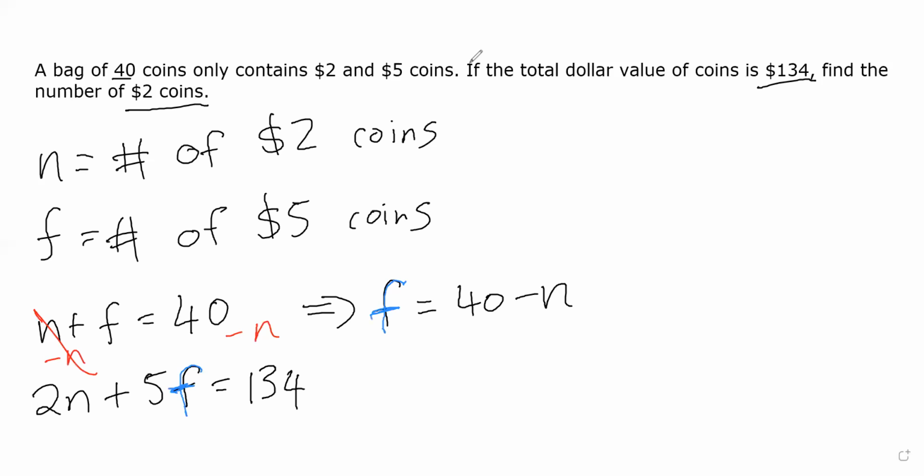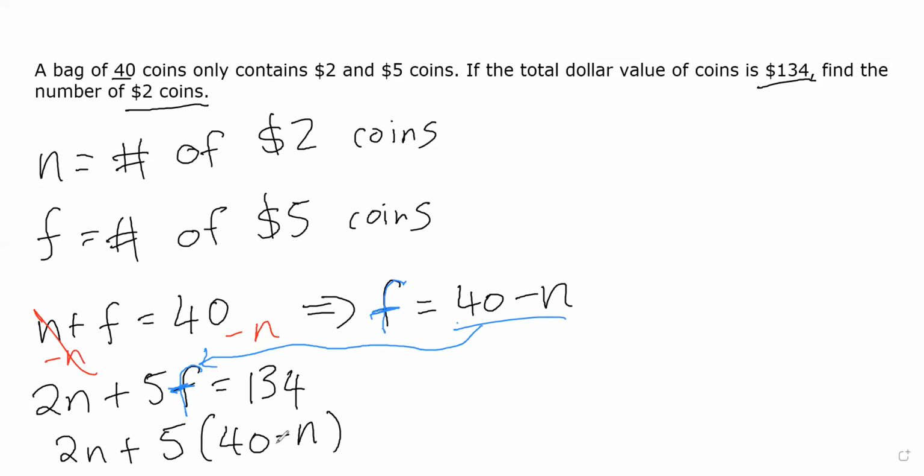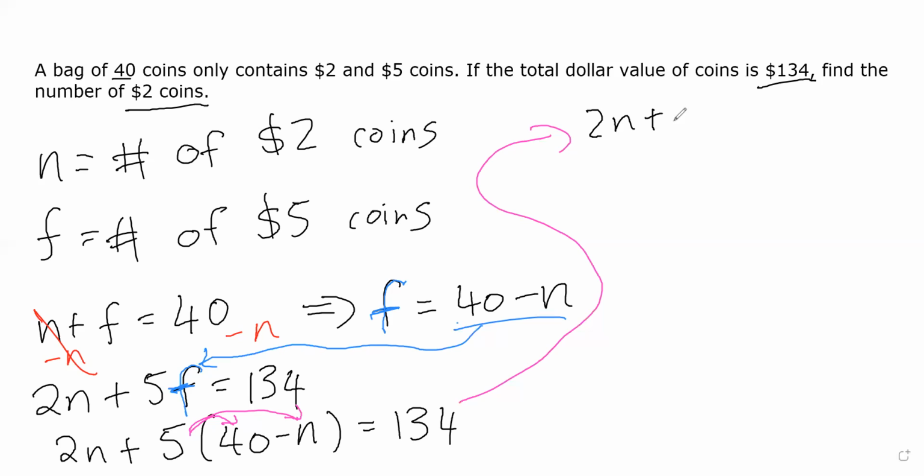So then we can just plug 40 minus n into this f, and then we get 2n plus 5f. What's f? f is 40 minus n, this entire quantity, and this is equal to 134. We'll have to distribute this 5 into the bracket. And then we get 2n plus 5 times 40. 5 times 40 is 200, minus 5 times n is 5n, and that's equal to 134.